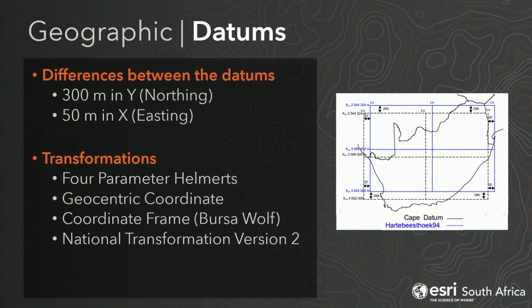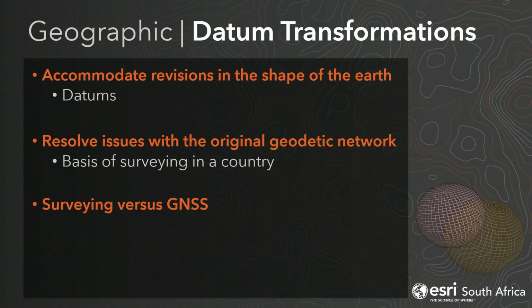So we use multiple transformation methods, and I'm only going to touch on two of them. The one is this 4-parameter Helmholtz transformation, and then we'll look at what's called the NTV2, or National Transformation Version 2 grid. And I just want to bring to your attention some of the issues here. Datum transformations have two clear reasons why we have to use them.